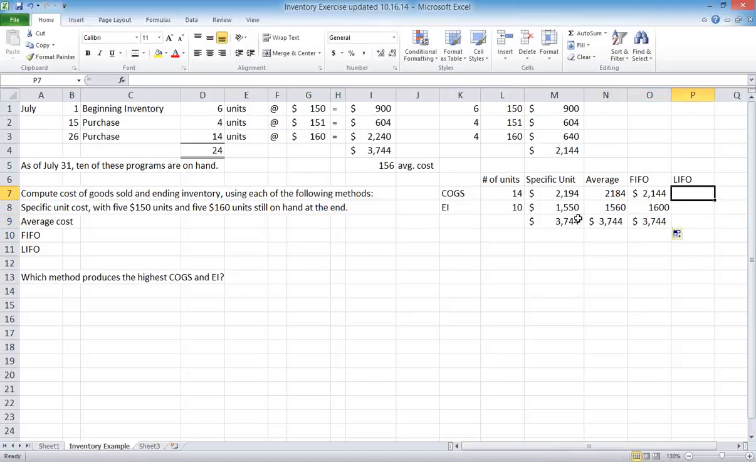Then LIFO, the last ones I bought are the first ones I sold. I sold 14, so I sold these 14. $22.40. What you need in inventory would be these two numbers added together.